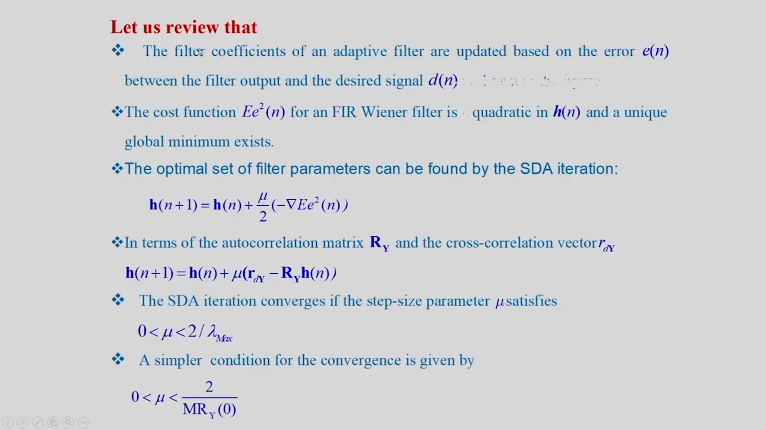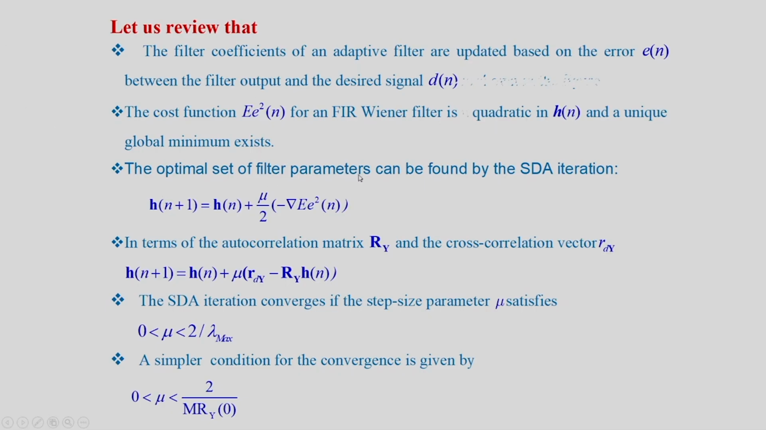Hello students, welcome to this lecture on adaptive filters. Let us review that the filter coefficients of an adaptive filter are updated based on the error e(n) between the filter output and the desired signal d(n). The cost function E[e²(n)] for an FIR Wiener filter is quadratic in h(n), and a unique global minimum exists.